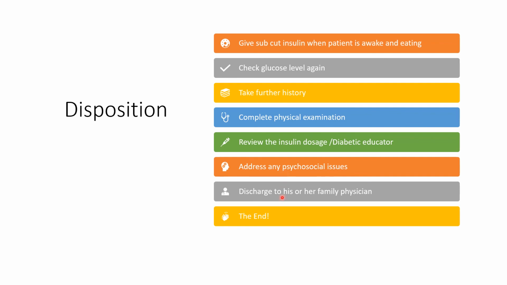Then we have to discharge to his or her family physician. It's okay to say, okay, you can go home now, keep taking this and this, and then the diabetic educators will teach them how to inject the insulin, right? But you can do that as well, and the diabetic educator will augment whatever you are doing. Okay, so the family physician will be contacted directly, and the patient will be given a call on when to come for follow-up. And with that, you are fine with diabetic ketoacidosis.